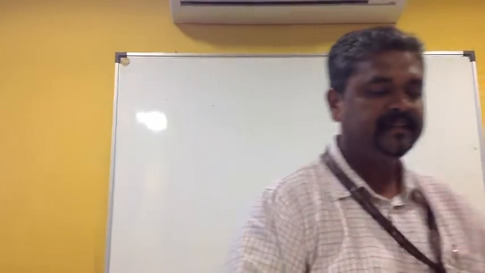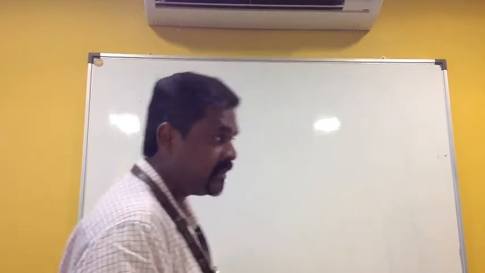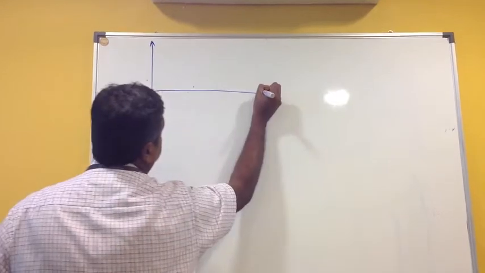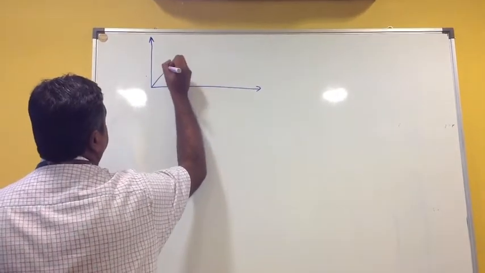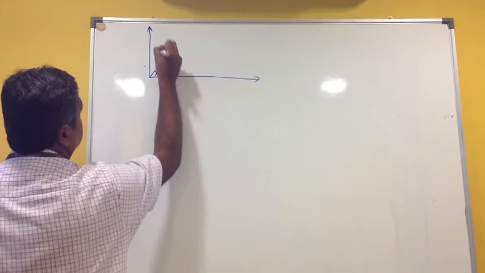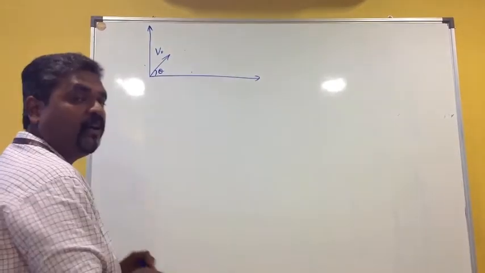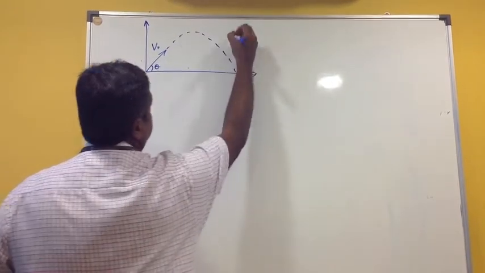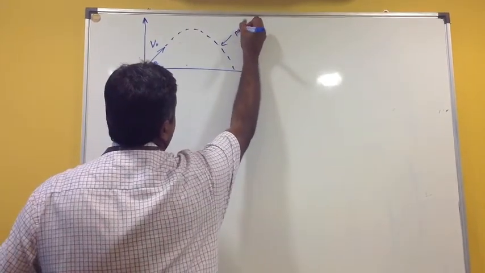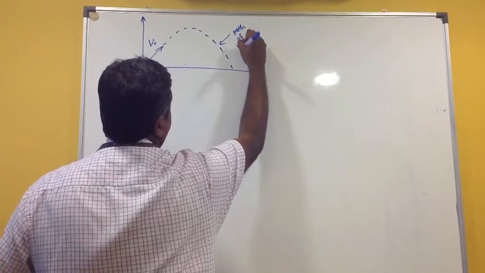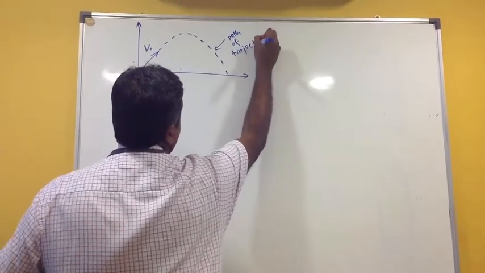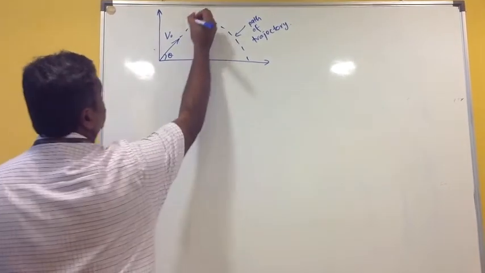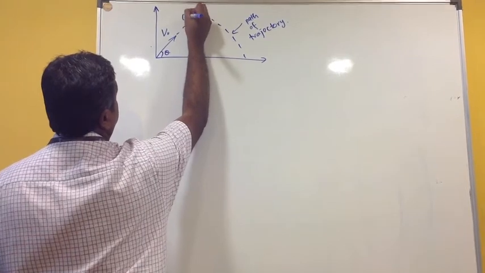Assume we were to find the equation for projectile motion. Let's say I want to find the governing equation of an object that is launched at an angle theta with a velocity of v0. We already know that this object would take a path that goes something like this, and this path here is called the path of trajectory. Now let's assume a point here called x, y.